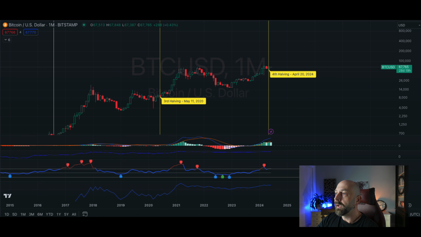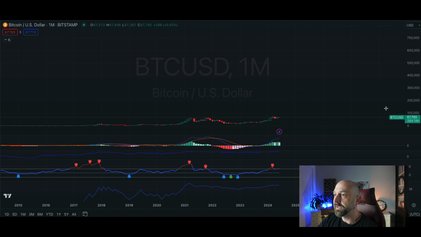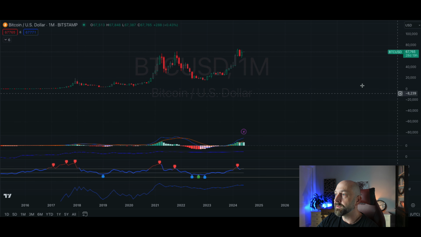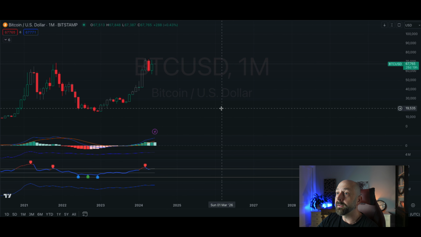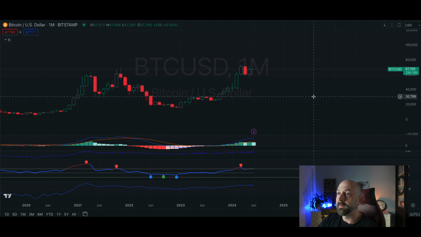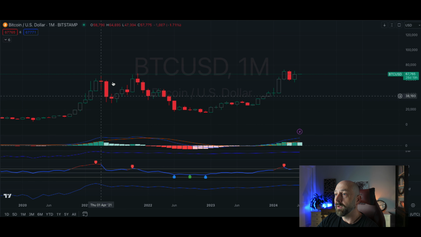So I'll get into some other metrics, which are some regular charts. Just have a look at some structure on some high time frames and some lower time frames, just to see where we are in this cycle, just to see where potentially we could go moving forward. So this is the monthly time frame on a regular view.